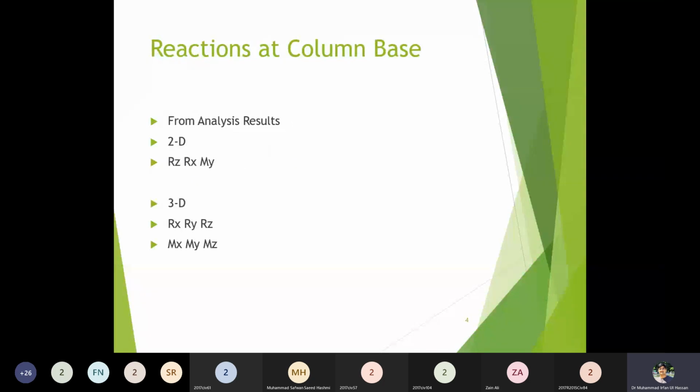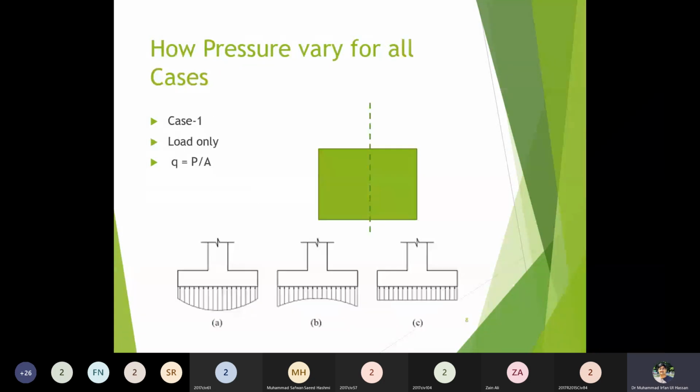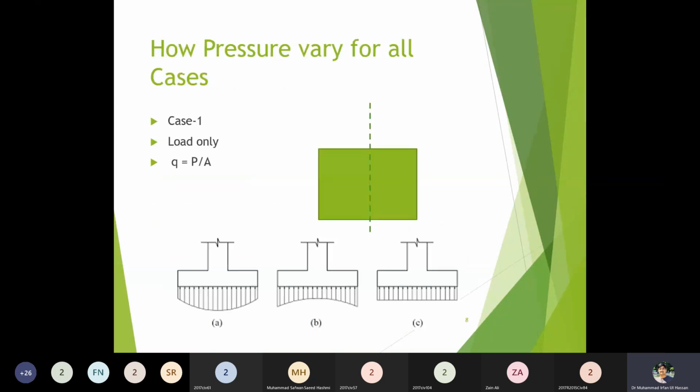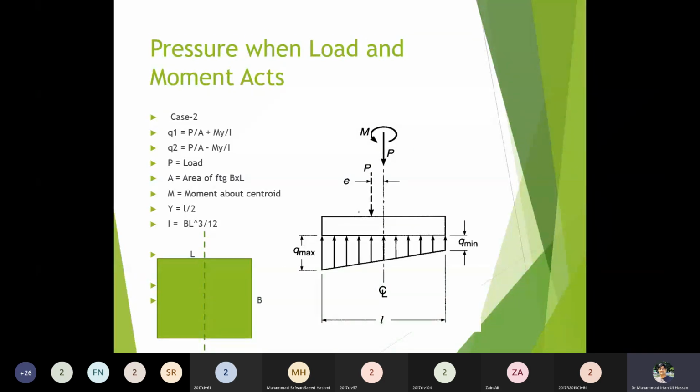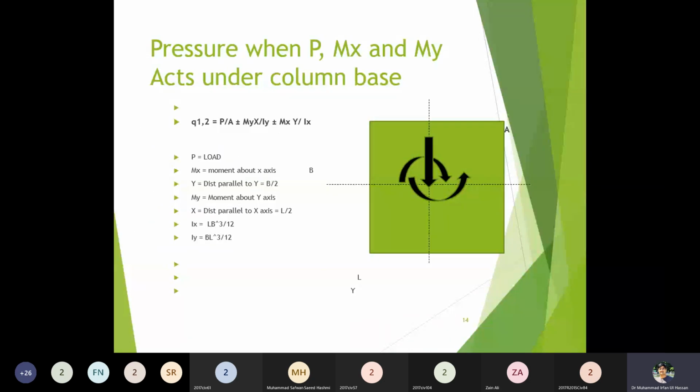So soil report से आप जो है वो load is taken from the reactions. From the soil report, you take the bearing capacity, you determine the area of the footing, and from the area, you determine the pressure on the footing. Pressure जो है उसके अंदर formula I have told you. When it is a pure axial case, the pressure is P over A. When it is a bending one moment case, then the pressure is P over A plus minus My over I. And when it is a biaxial bending case, the pressure is P over A plus minus MyX over Iy plus minus MxY over Ix.